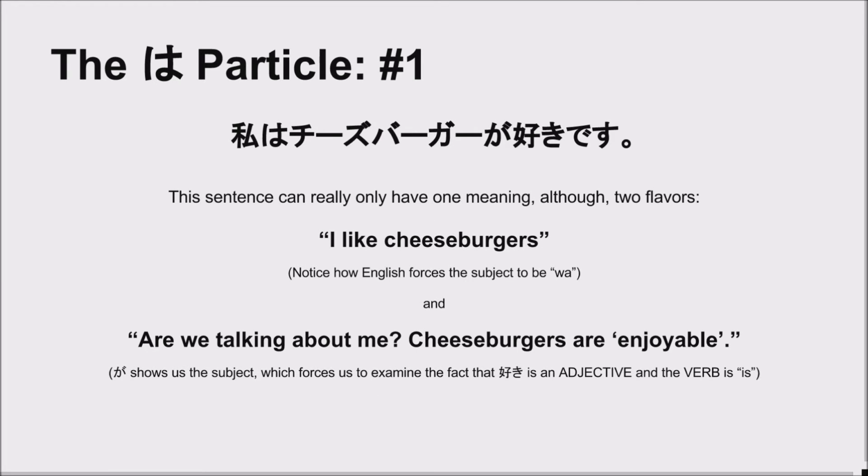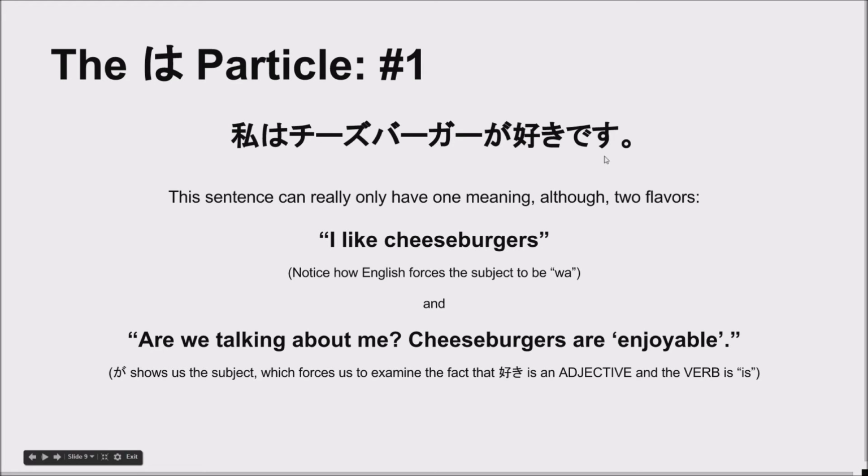The wa particle number 1 continuing. Watashi wa cheeseburger ga suki desu. Okay. Everyone and their sister translates suki desu as like. That is incorrect. Let's deal with this right here and right now. In case you don't know kanji, this is watashi. We should have already learned that. Cheeseburger is obviously cheeseburger. Ga is the subject particle, which will be explained in a different video.